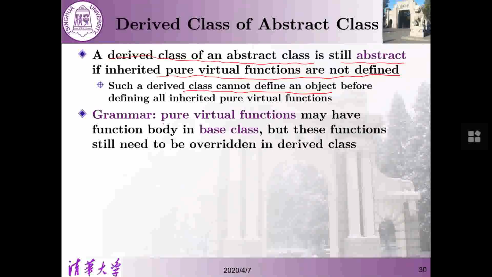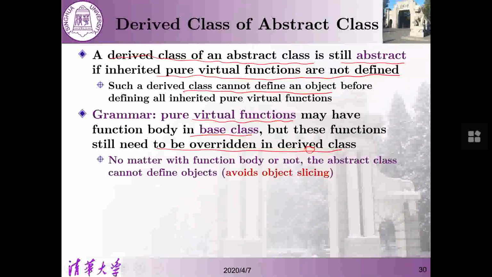And the pure virtual functions may have a function body in the base class. We can still define some function body, but these functions still need to be overridden in the derived class so that the derived class can define objects. Otherwise, it cannot. So no matter with function body or not, the abstract class cannot define objects.